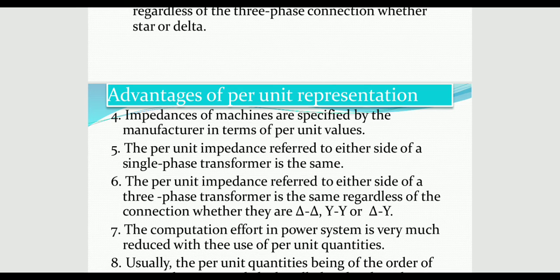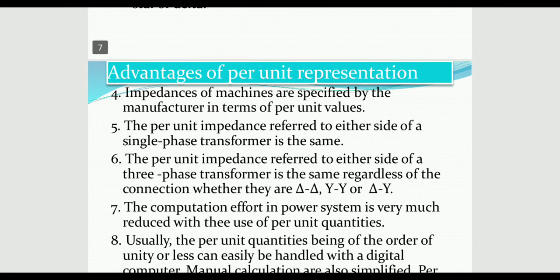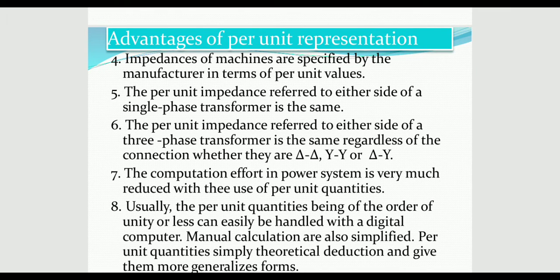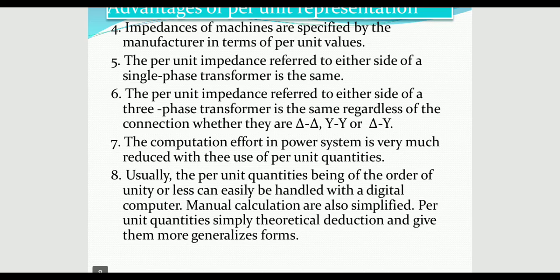Coming to the fourth point, impedances of machines are specified by the manufacturer in terms of per unit values. The per unit impedance referred to either side of a single phase transformer is the same. The per unit impedance referred to both sides of a three phase transformer is also the same regardless of connection, either delta-delta or star-star. There are four types of connection: delta-star, star-star, and so on, for primary and secondary windings. The impedance referred to the primary side and secondary side of the transformer will be the same. And the computation effort, that is the calculation, using per unit values is very easy compared to solving the equations based upon their actual units.